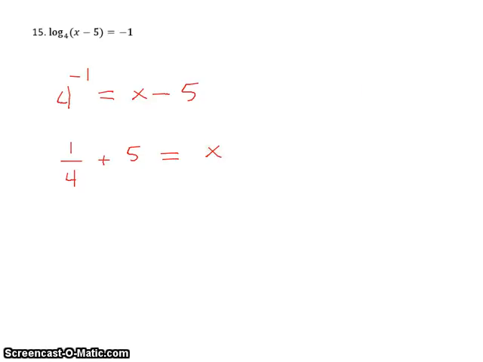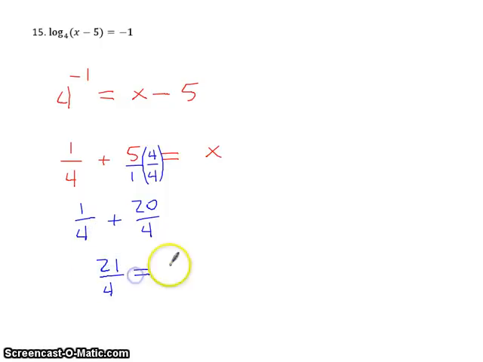to x. Well, I want to combine these and get a common denominator, and so I'm going to multiply this 5 by 4 over 4, which gives me 20 over 4, which is just equal to 5. And so we have 20 over 4 plus 1 over 4, which gives us 21 over 4 for our x value. Alright, let's go ahead and move on to the next problem.